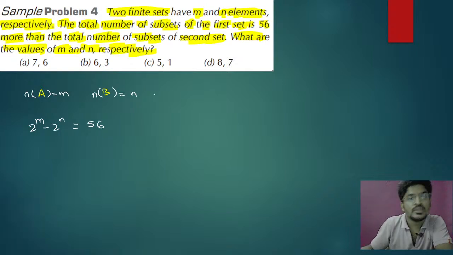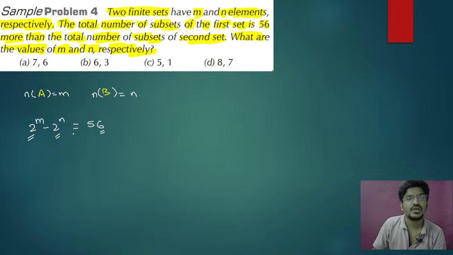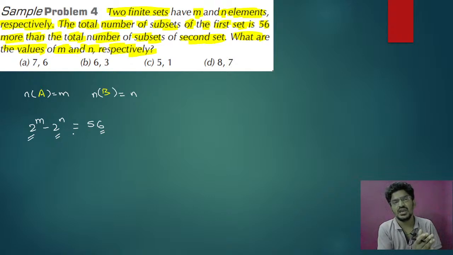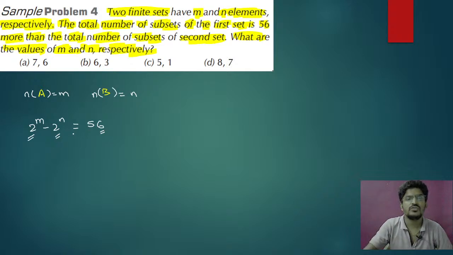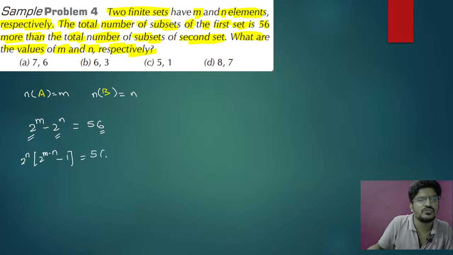Clear? So you can see here the total number of the subsets in A are 56 more than the subsets in B. Have you understood this? That means the total number of the subsets present in the set A minus the total number of the subsets present in B will give you 56. So therefore now I can take 2 to the power of n as common. It will be 2 to the power of n into 2 to the power of m minus n minus 1 equal to 56.